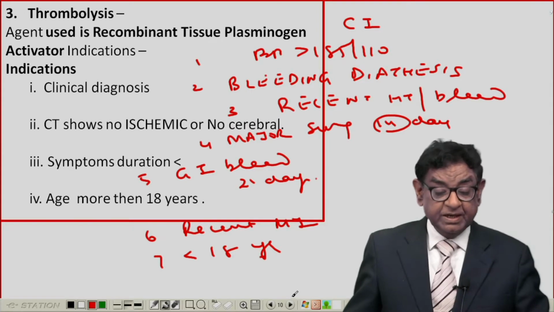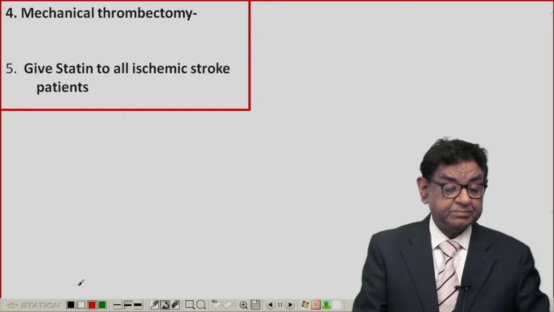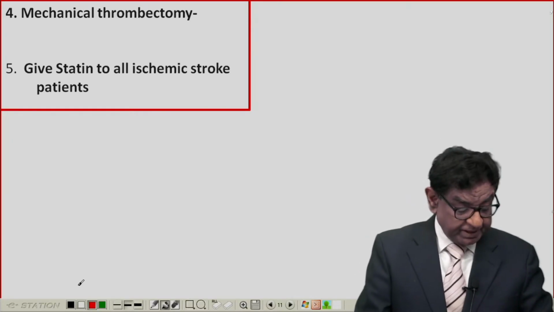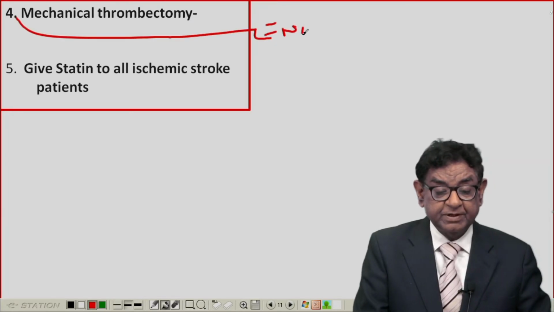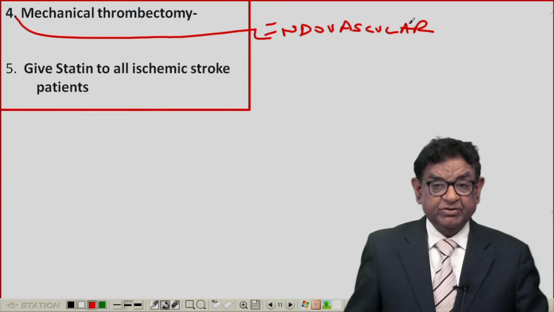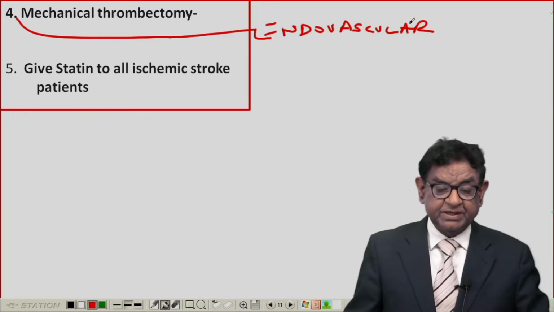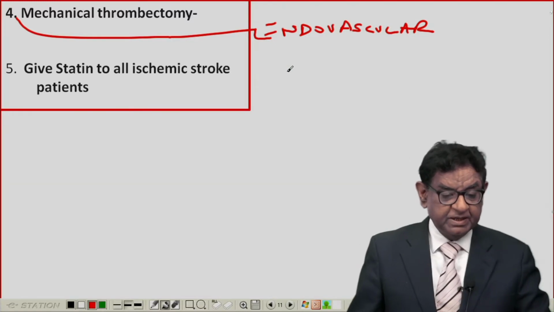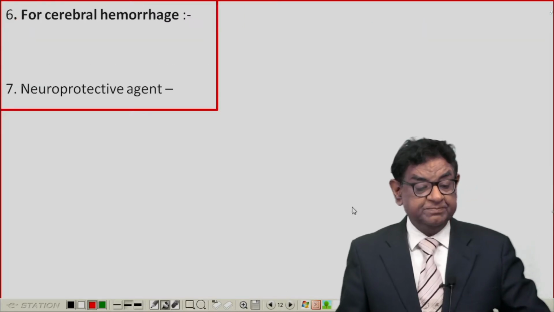Now, this is a new thing that has come up. Mechanical thrombectomy, also known as endovascular mechanical thrombectomy, is especially done where the artery blockage is in a major artery in the brain. Then they put a catheter and they try to remove the clot. This is the recent thing that has come up. And as I told you, statin should be given in all ischemic stroke to look after the lipids.